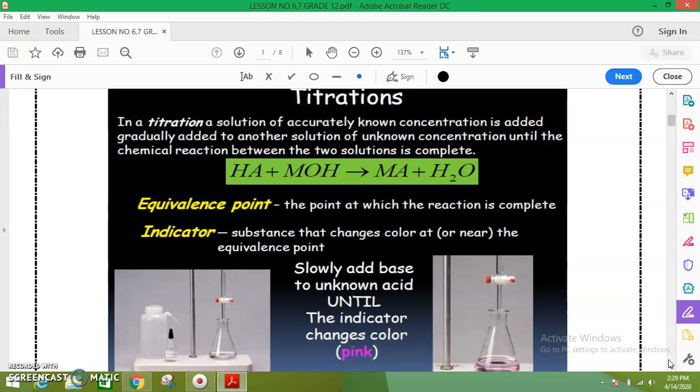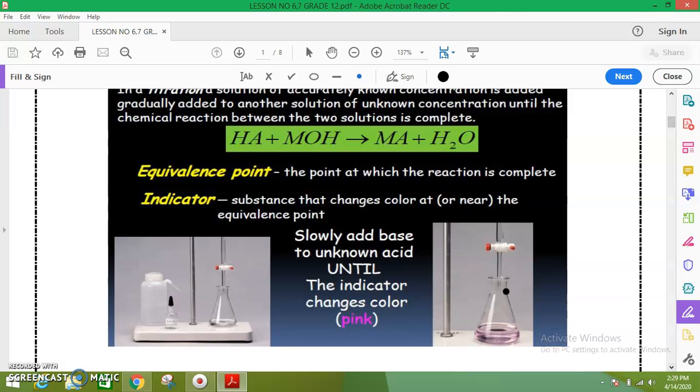In titration, look here at the apparatus: we need a conical flask and a burette, and then we need an indicator also. If you are going to find out the concentration of acid, put the acid in the burette and the base in the conical flask. If you are going to find out the concentration of base, then put it in the burette and add acid in the conical flask. And then for both we need an indicator.